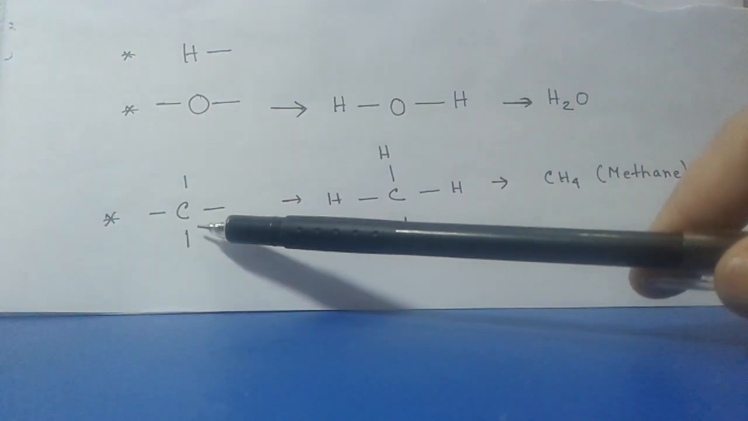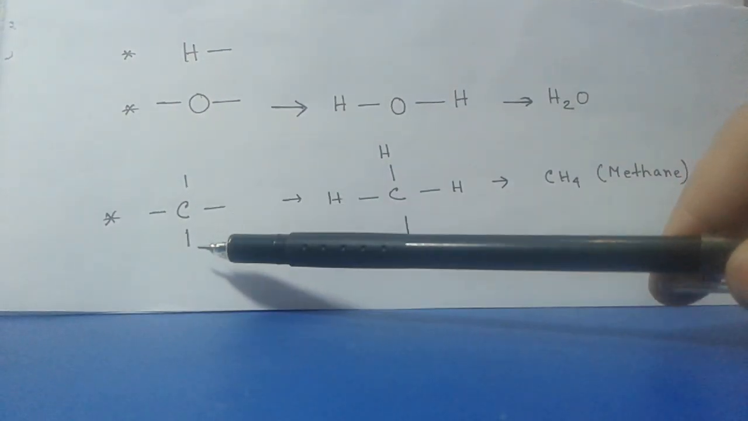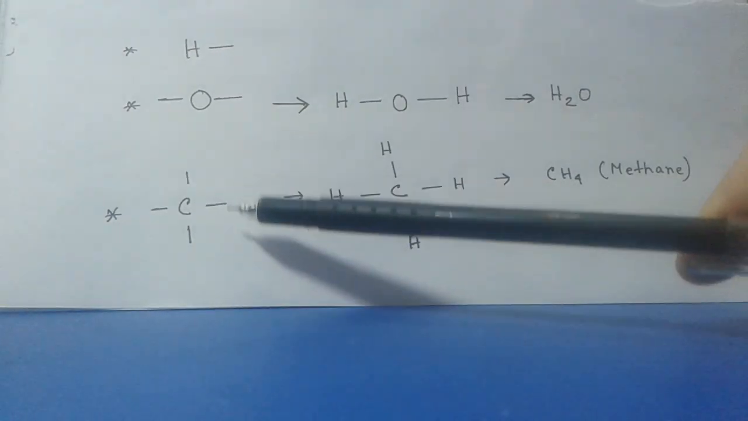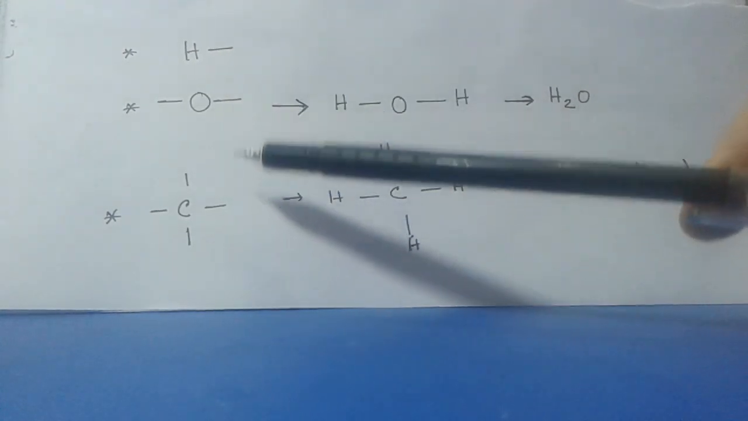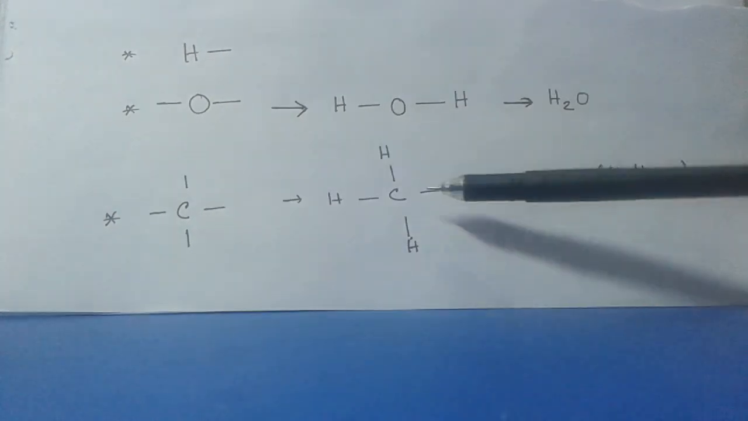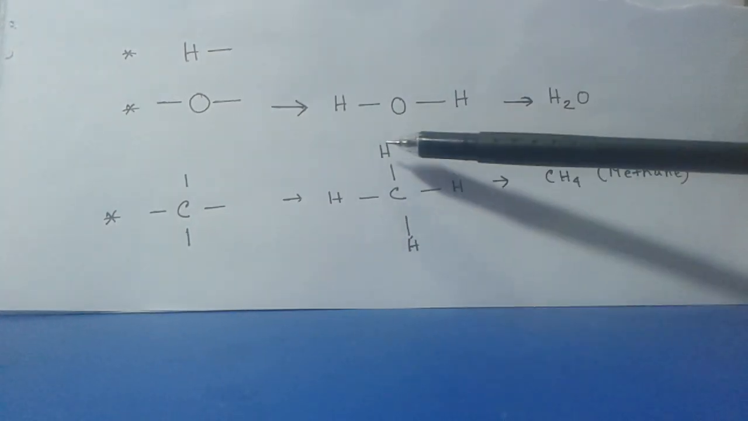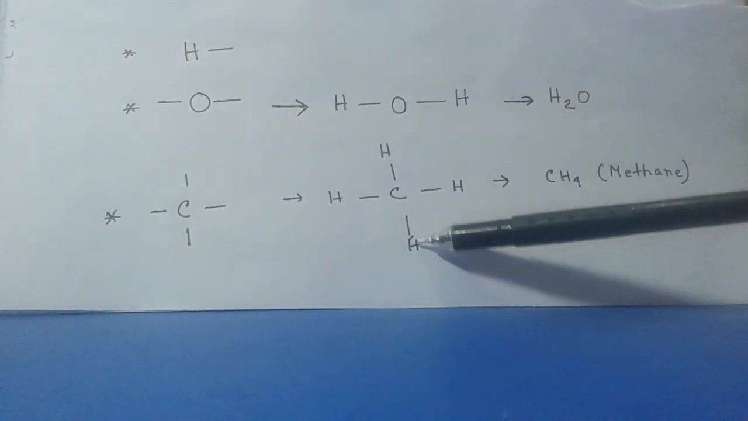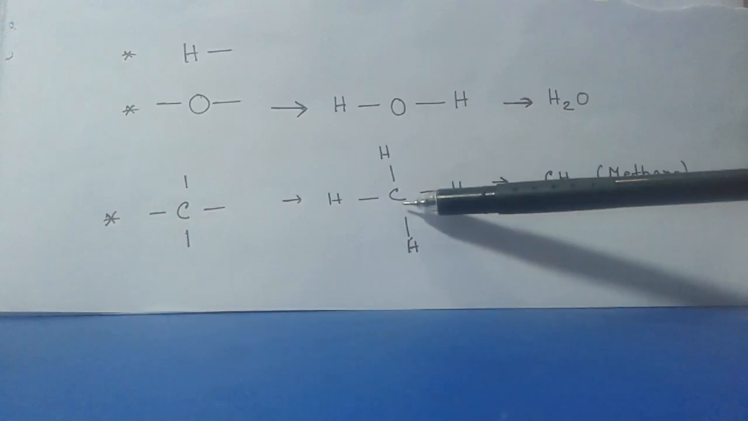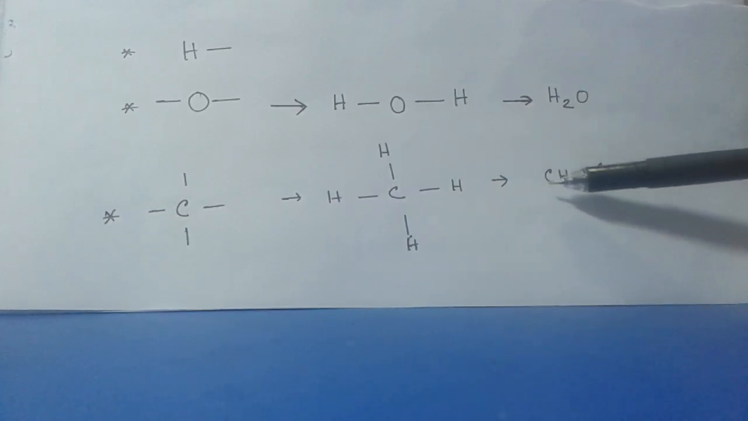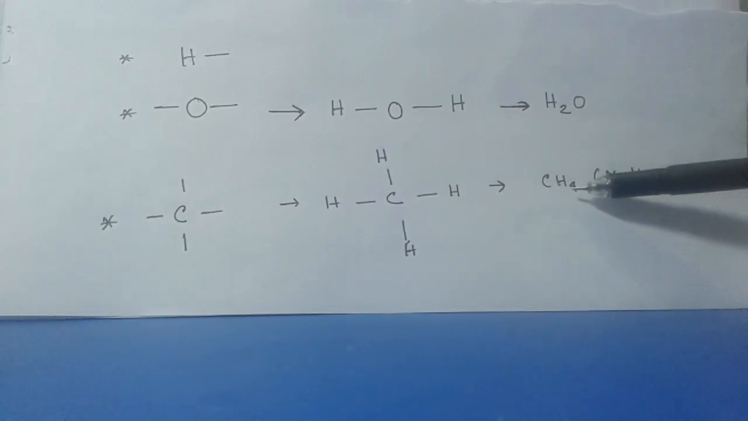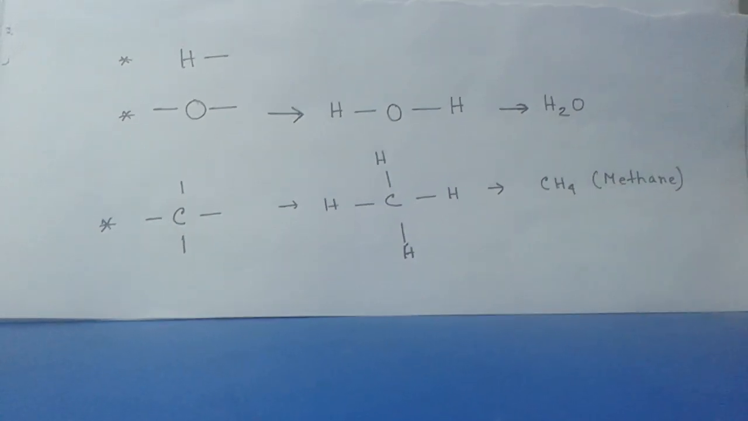Another example is carbon. It has 4 hands. That means it can hold 4 hydrogen at a time, like this. Each of the hydrogen atoms has 1 hand, but the carbon has 4 hands, and this is forming CH4, methane.